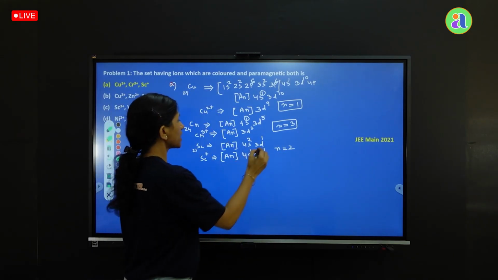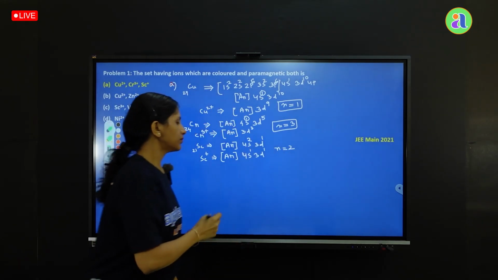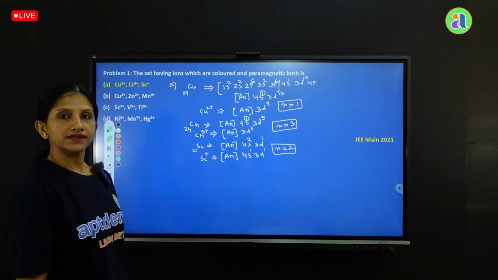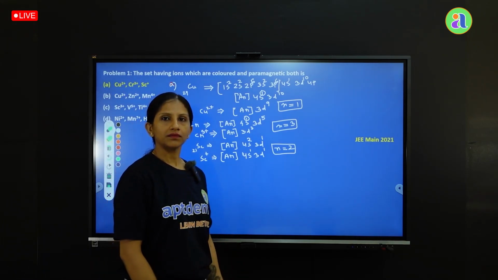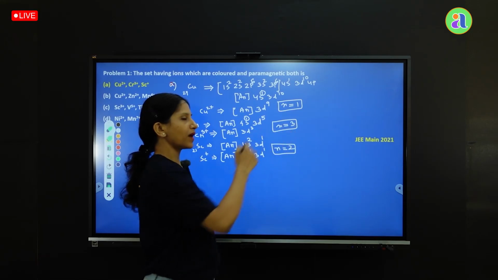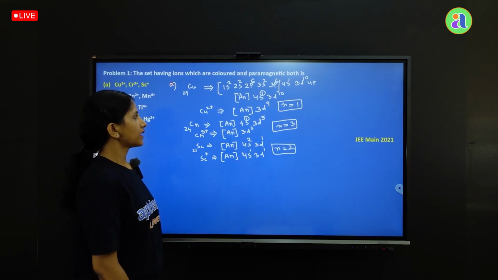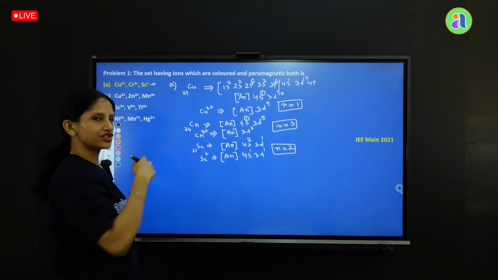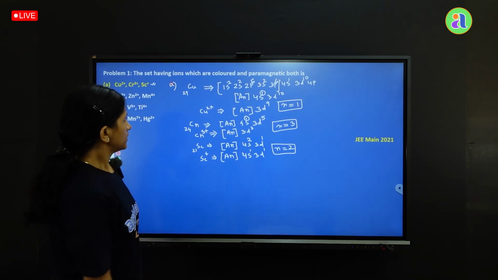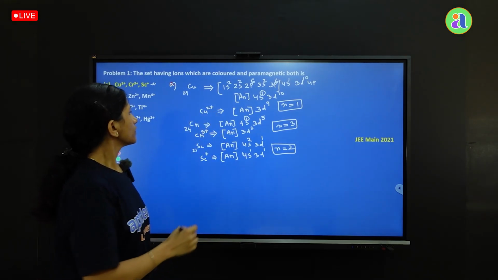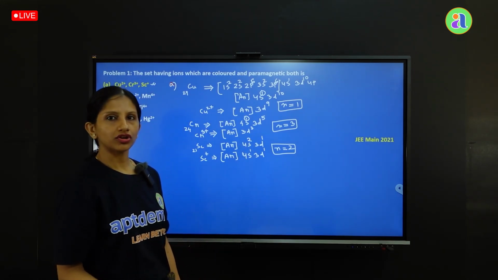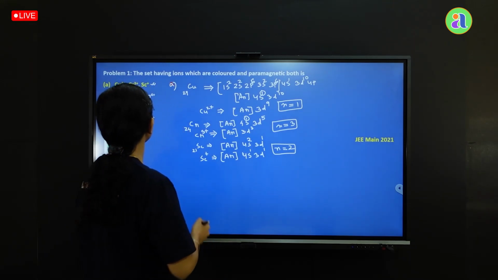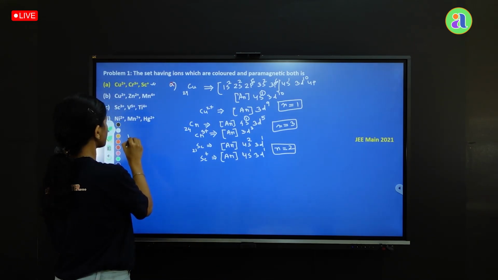So from option A you can see that all the ions are showing paramagnetism because they have some number of unpaired electrons. At that point we can consider option A as the correct option, but we have to check the other ions too. For A, all of them are paramagnetic in nature and colored because they have unpaired electrons. Now we will check option B.